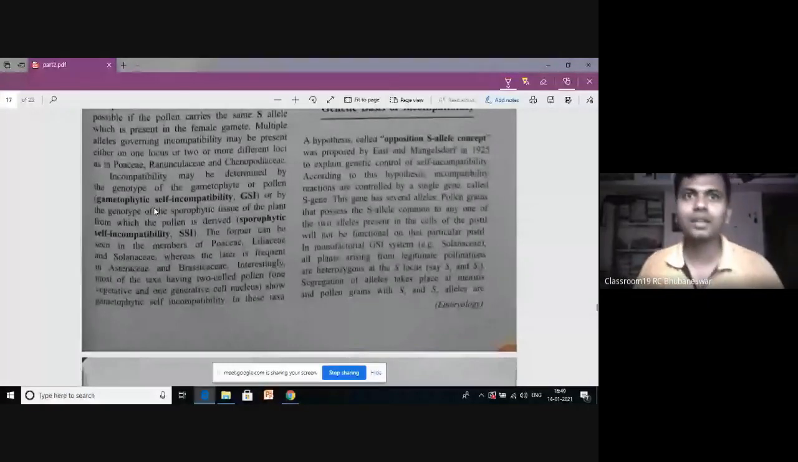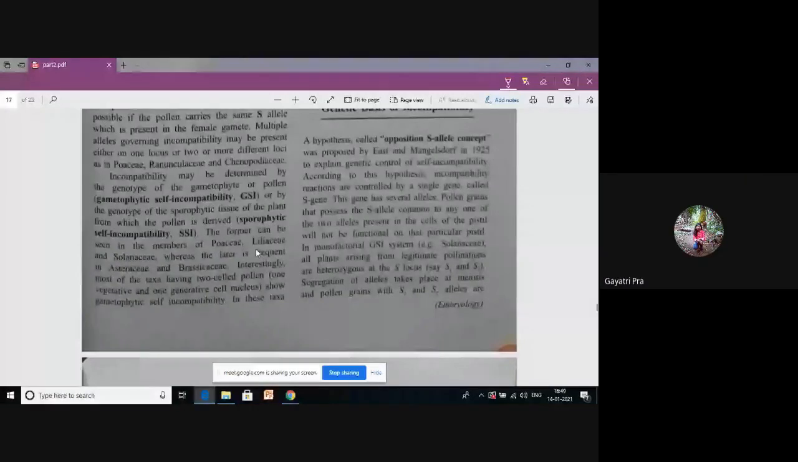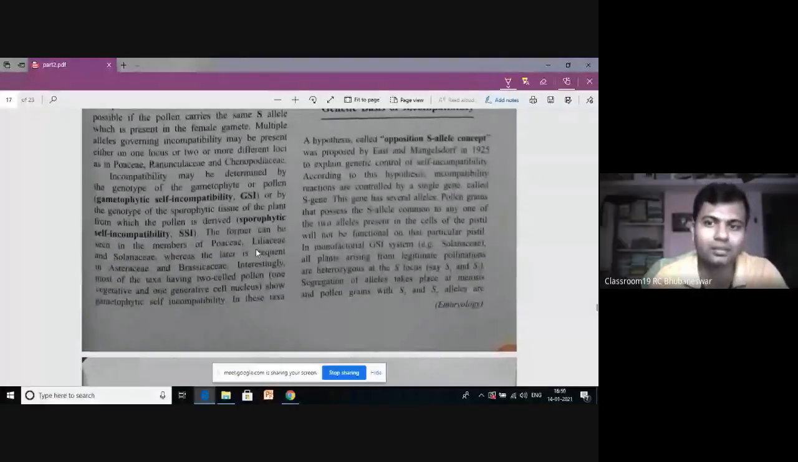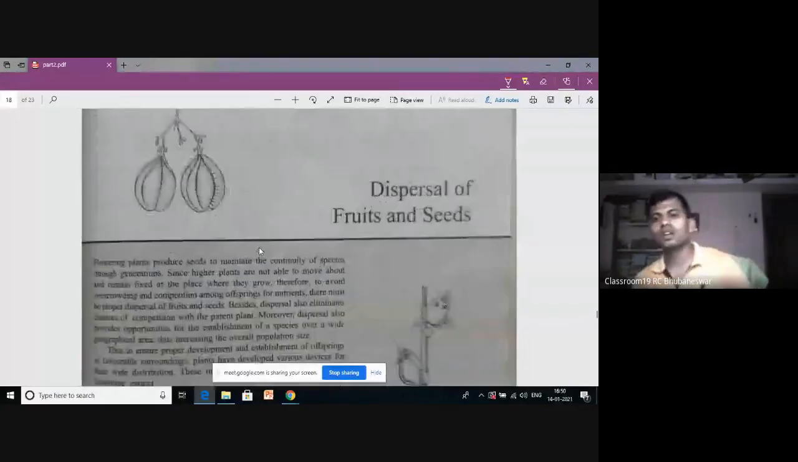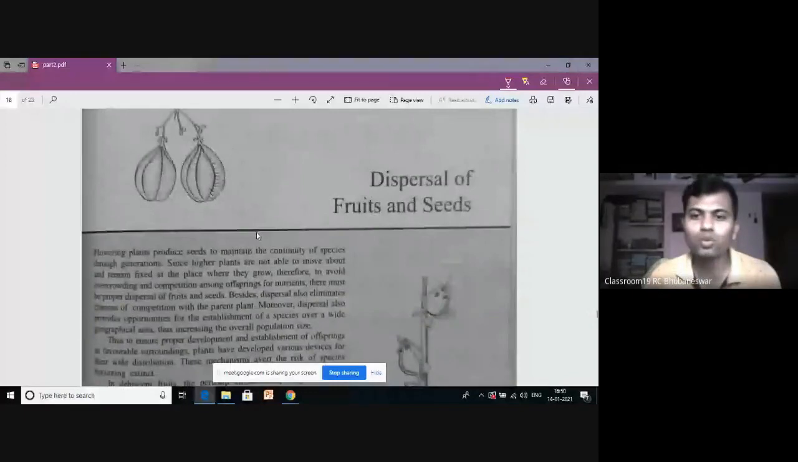Now tell me, the exine is chemically composed of? Exine is chemically composed of sporopollenin. In the last class I had told you. Now come to dispersal of fruit and seed.